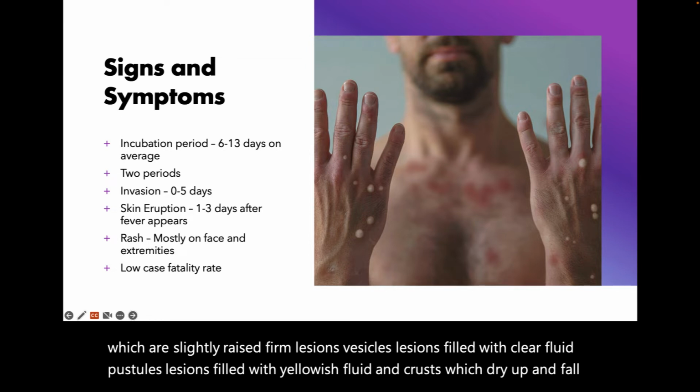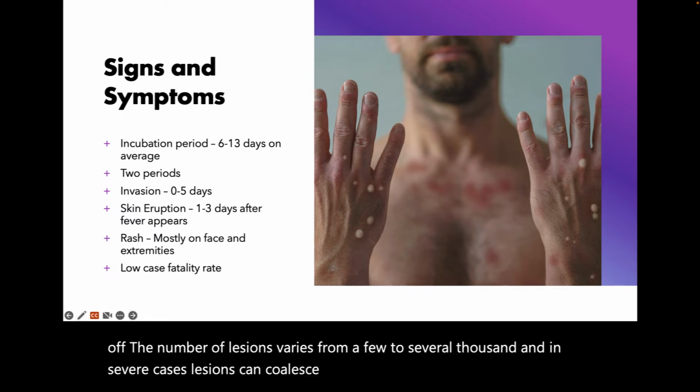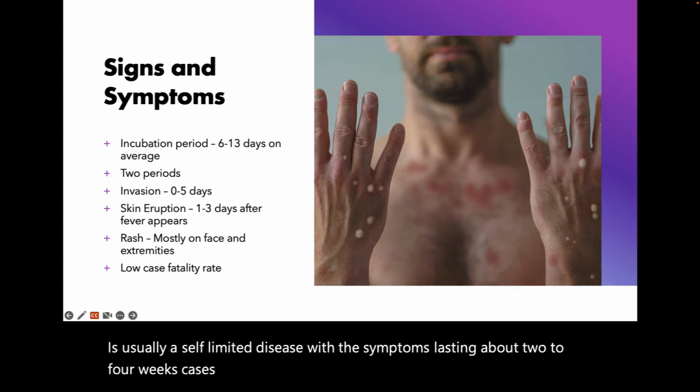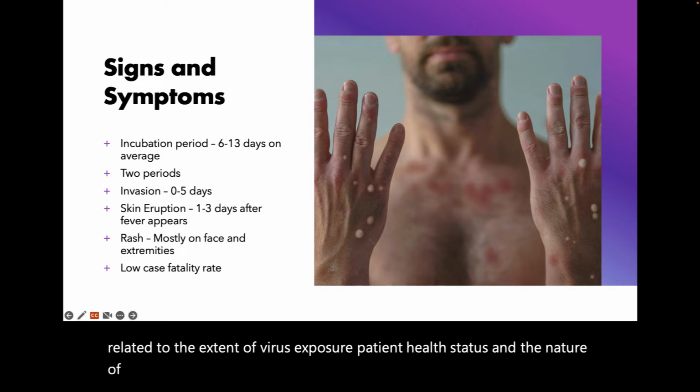The number of lesions varies from a few to several thousand, and in severe cases, lesions can coalesce until large sections of skin slough off. Monkeypox is usually a self-limited disease with the symptoms lasting about 2 to 4 weeks. Cases can occur more commonly among children and are related to the extent of virus exposure, patient health status, and the nature of complications. Underlying immune deficiencies may also lead to worse outcomes.